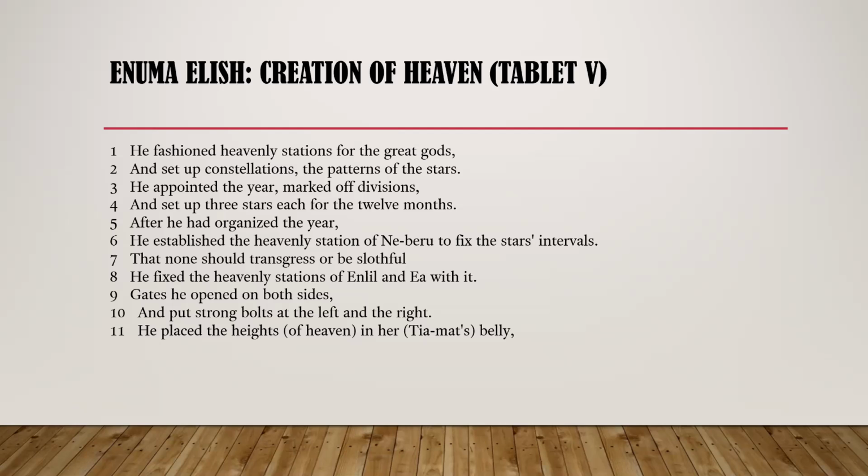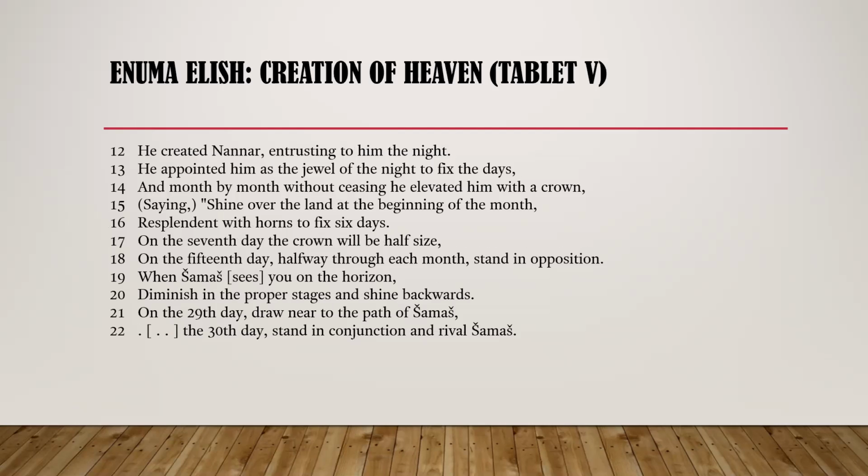He fixed the heavenly stations of Enlil and Ea with it. Gates he opened on both sides, and put strong bolts at the left and the right. He placed the heights of heaven in Tiamat's belly. So this is how the creation of the world is described. He created Nannar, entrusting to him the night. He appointed him as the jewel of the night to fix the days. And month by month, without ceasing, he adorned him with the crown.